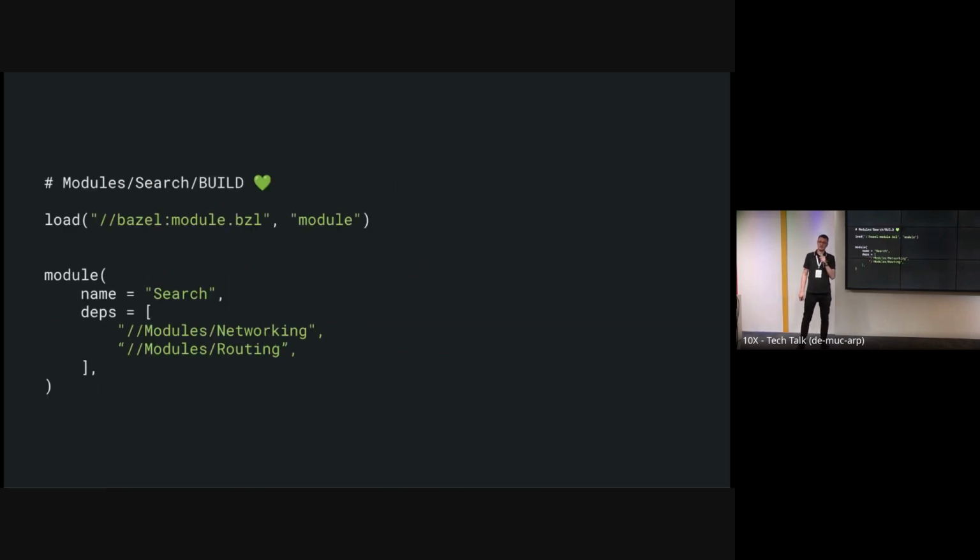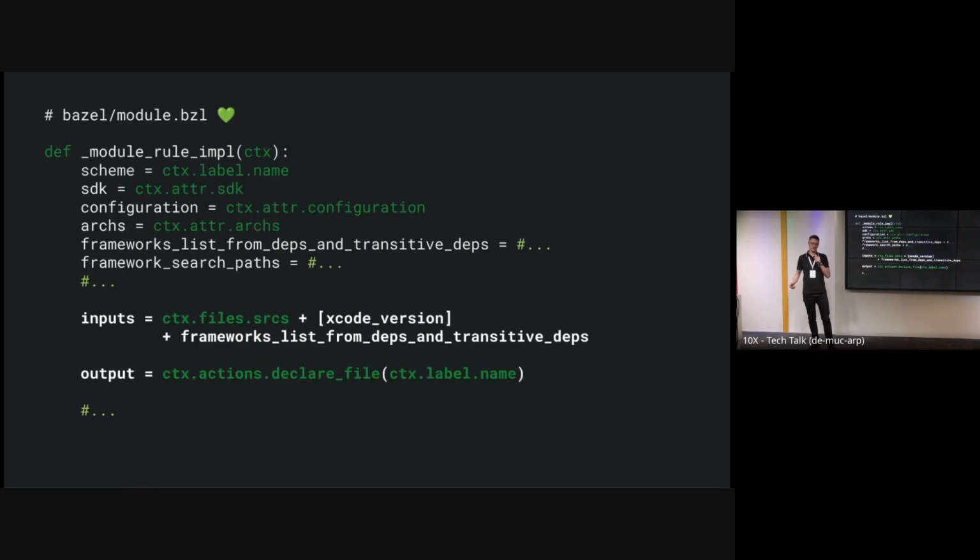And we also have some build files. Every module has a simple build file that uses our module macro. It has a name and a set of dependencies. The implementation of the macro and an underlying rule extracts some things from context, such as the name of a project and the scheme to be built. We also create a list of dependencies and transitive dependencies from which we create a config setting called framework search paths. And this config setting tells Xcode where to find the binary of a framework.